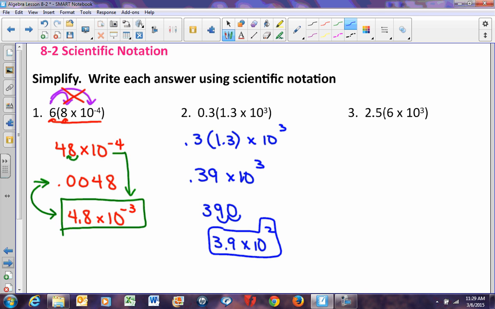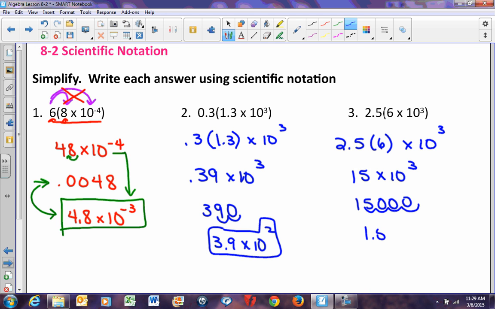Last problem, 2.5 times 6 times 10 to the third. So we're going to multiply the 2.5 times the 6, and we're going to tack on the power of 10. 2.5 times 6 is 15. So I have 15 times 10 to the third. But that's not in scientific notation. I need to write it into scientific notation. Okay, 15 times 10 to the third would be 15,000. And then all I need to do here is transfer it back to scientific notation. So I would move my decimal point here. So it's 1.5 times 10 to the fourth power.